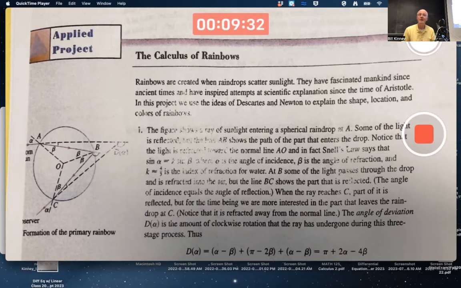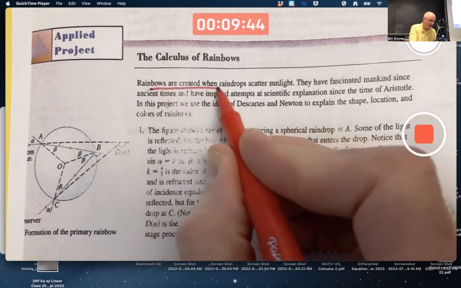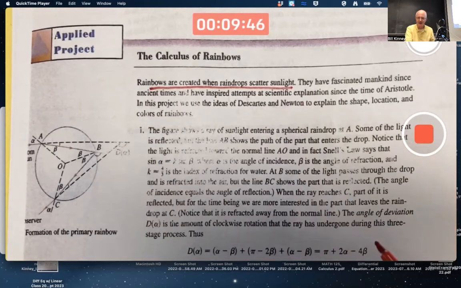We're going to spend some time over the next few class periods learning about how calculus can explain rainbows. Yes, calculus can explain rainbows, as well as some physics. Rainbows are created when raindrops scatter sunlight.